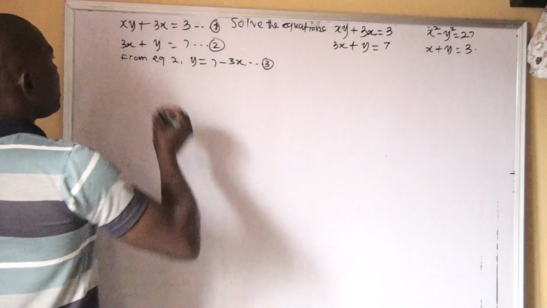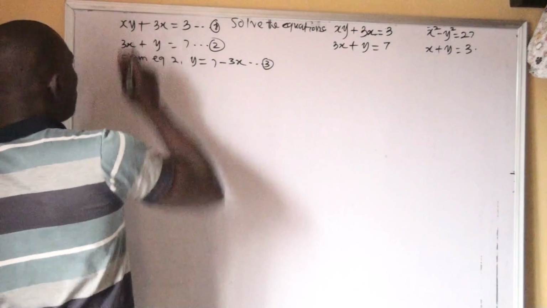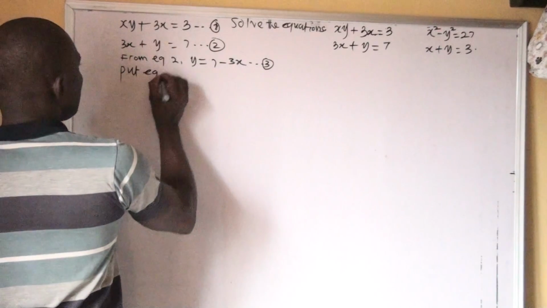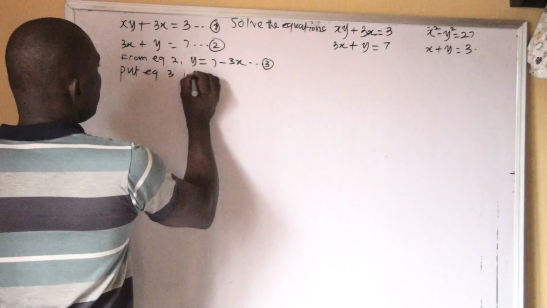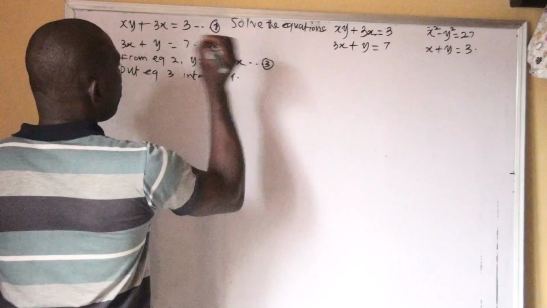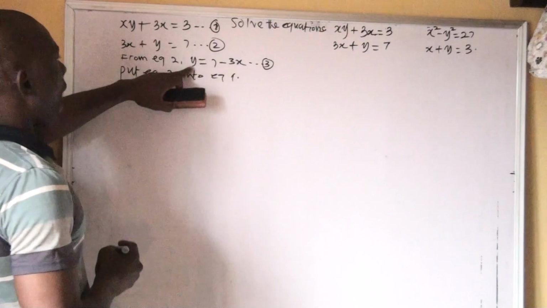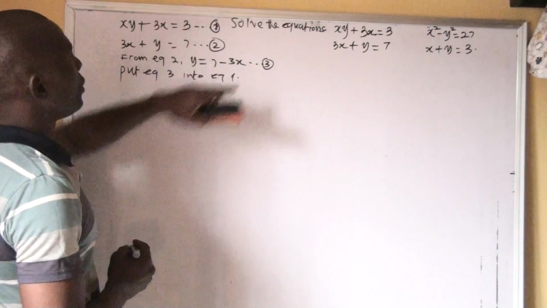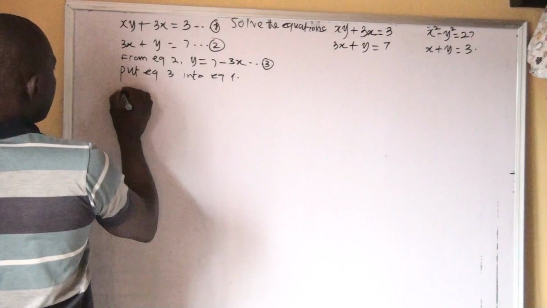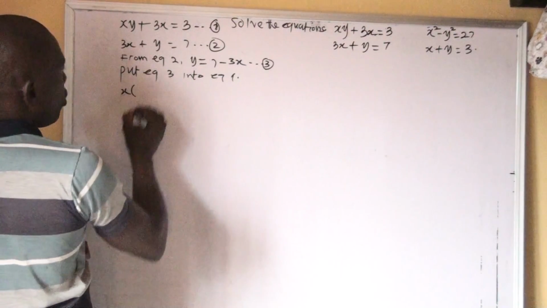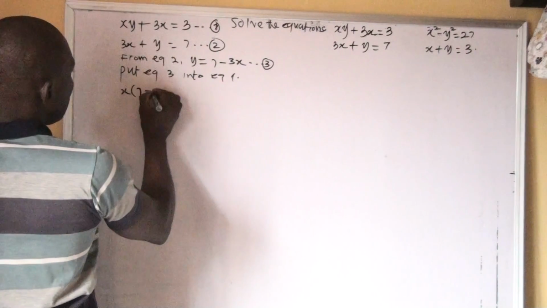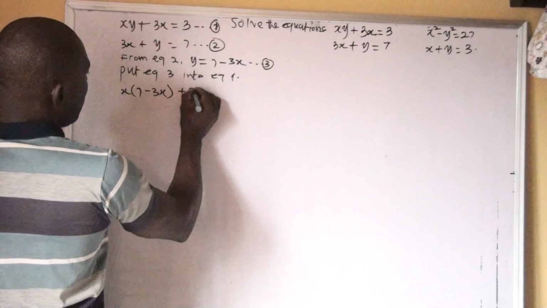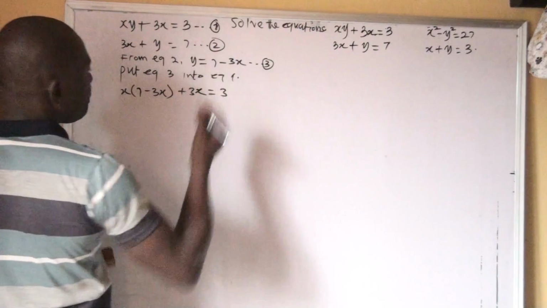Then the next thing is to put equation 3 into equation 1. So whenever we see y in equation 1, we substitute 7 minus 3x. So our equation 1 is xy, so in place of y, open bracket, we have 7 minus 3x, close bracket, plus 3x equals 3.